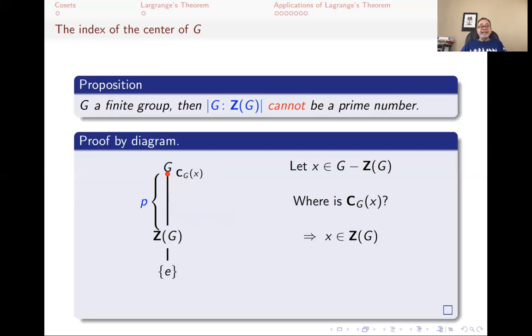And that means that X must be in the center. But we had picked X not to be in the center. You see, déjà vu. This is the same argument as before, but this time we're just doing it with a diagram. And that's a contradiction. And if we have a contradiction, then our original assumption that the index was a prime was incorrect. So we started by assuming that the index is prime, and we got to a contradiction.